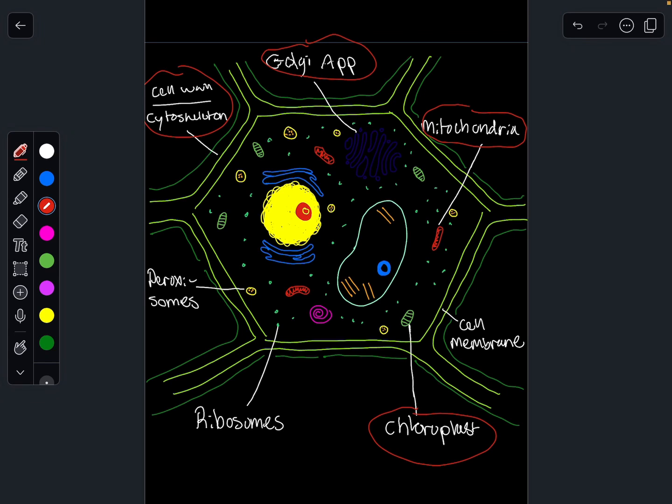Now I want to talk about peroxisomes. They break down fatty acids and are involved in the synthesis of phospholipids and plasmalogens. So yeah, they're this little yellow thing right here, and peroxisomes is right here, ribosomes is right here. I keep forgetting to circle them. I'm just talking right now, but yeah.